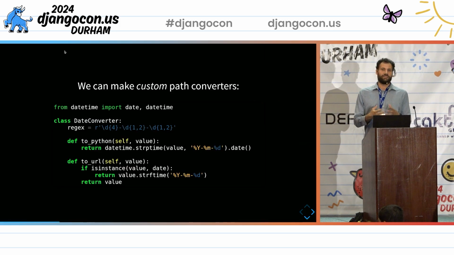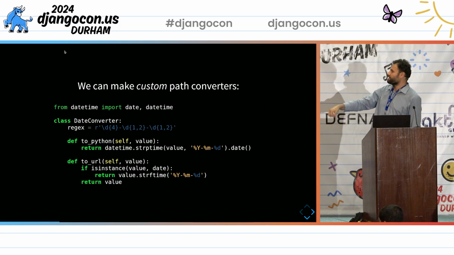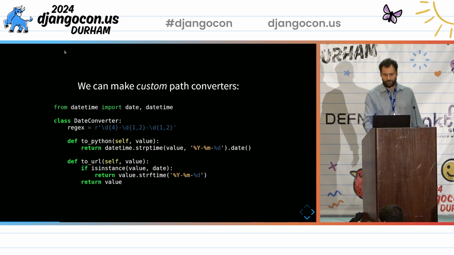It first checks, do we have a date object? In that case, we format this as year month date. And if it's not a date object, in this case, we will just assume that it is somehow already formatted correctly, so we will return the value.